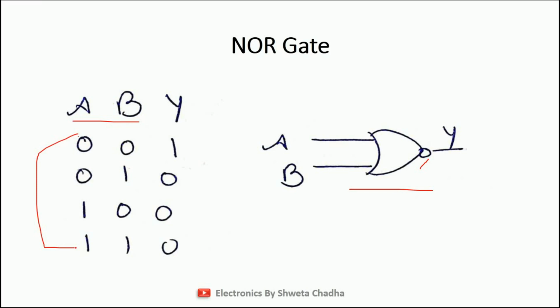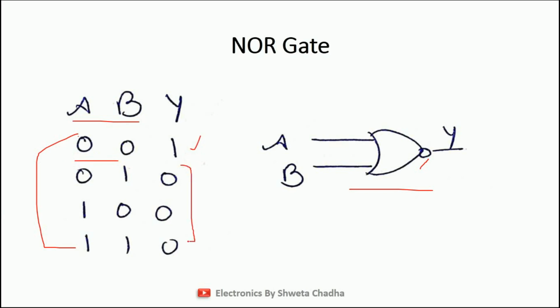So what is NOR gate? NOR gate is the opposite of OR gate. In OR gate, when all the inputs are low, that is 0, then output is 0. In all the rest of the cases, output is 1. So the reverse is going to be true in the case of NOR gate. That is, when all the inputs are low, then output is 1, and in all the remaining cases output is 0.